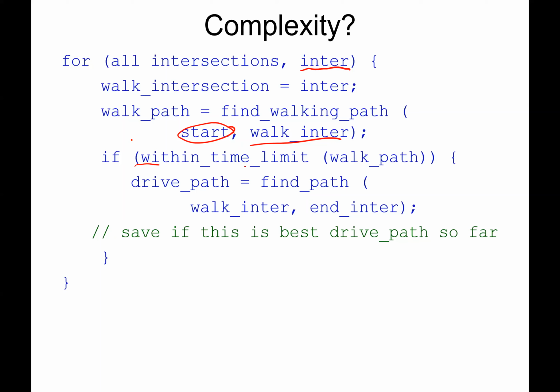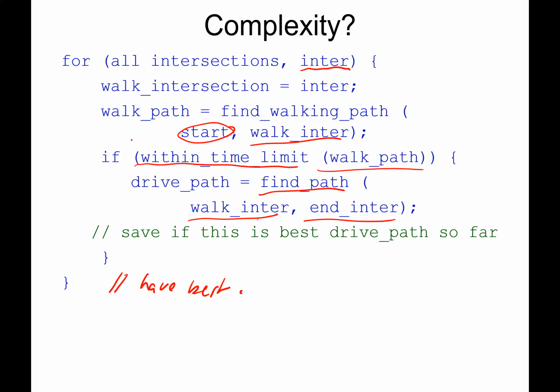Once I find that path, I can check, is it within my time limit? Because I've been told in this function call there's a certain limit of how long the person will walk for. If it is, then I call my find path function I just wrote to get the driving time from this walking intersection to the ending intersection. Check how long that time is. If it's better than the best drive path I've seen so far, then update my solution. And when I'm done, at this point, I have the best. Okay?